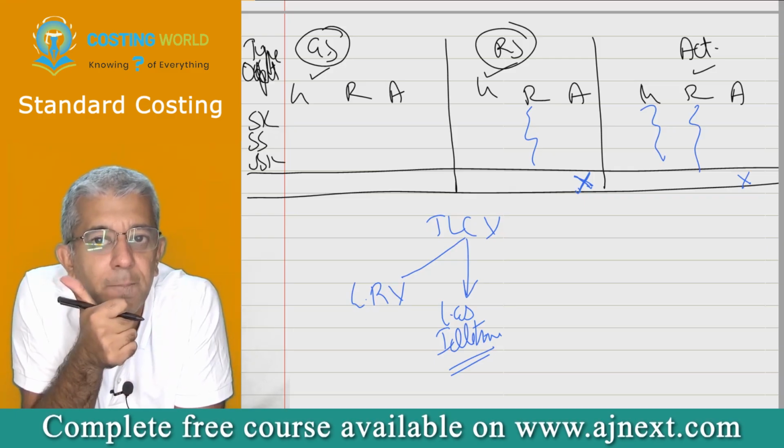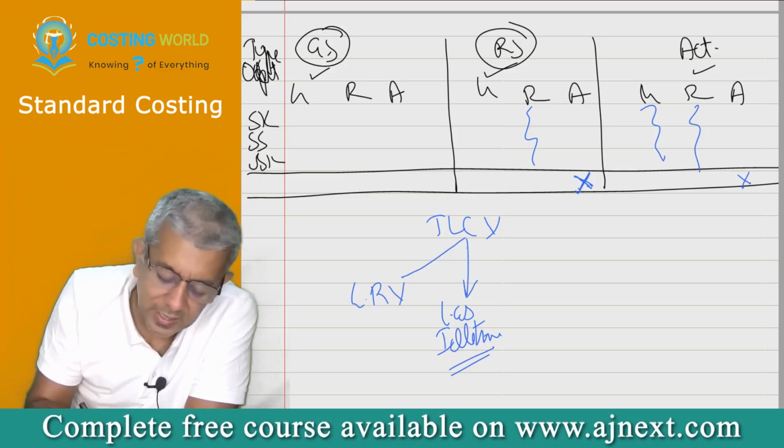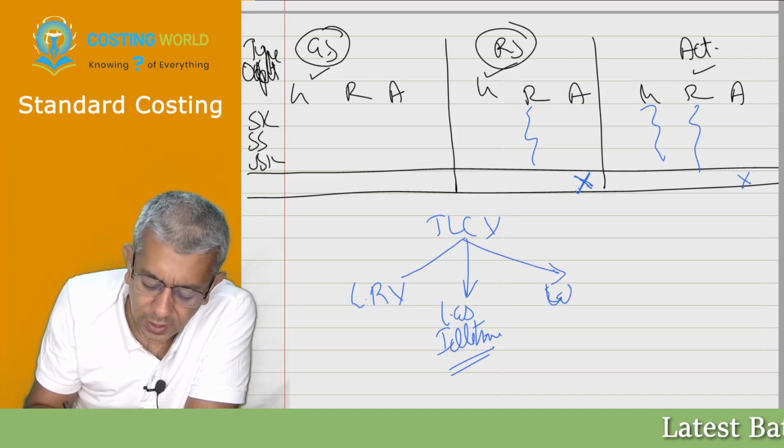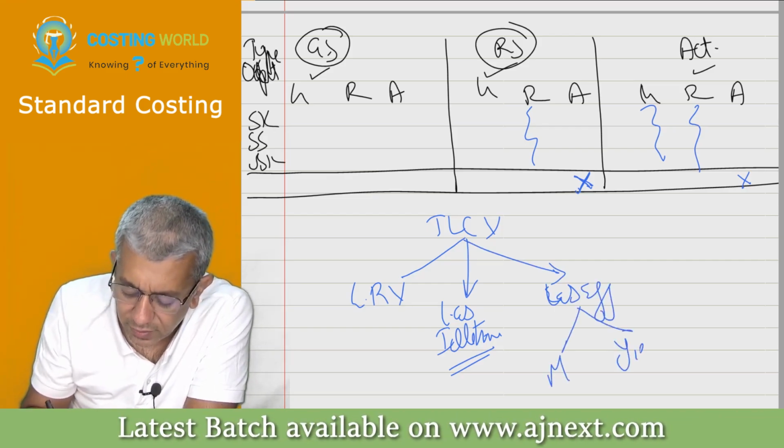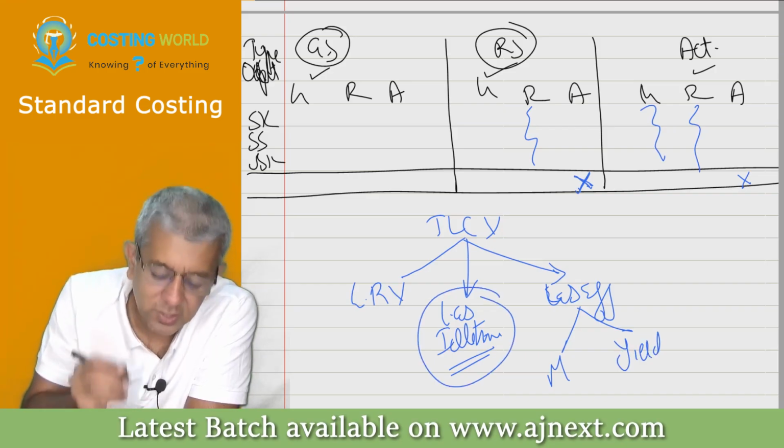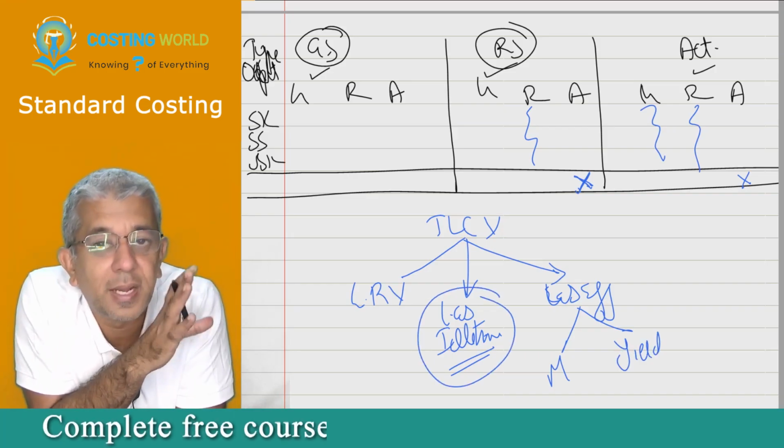Is that all fine? Yes, sir. And then in that case, you proceed in the normal way. Labor efficiency variance is broken up into mix and yield variance. This will be one extra variance that comes if idle time data is given.